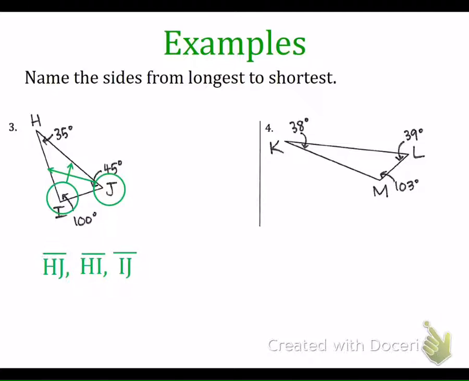All right, number 4. The longest side is what? KL. Good. It's across from angle M. Then what? KM. And then LM.